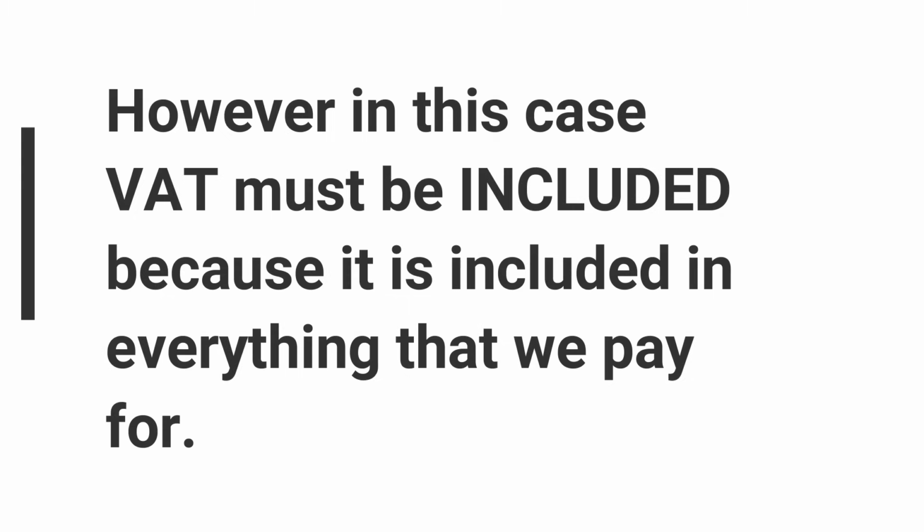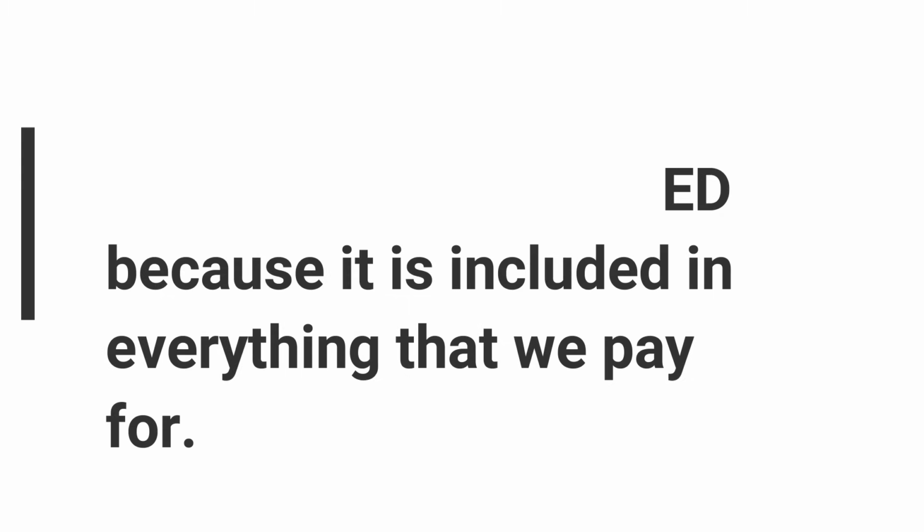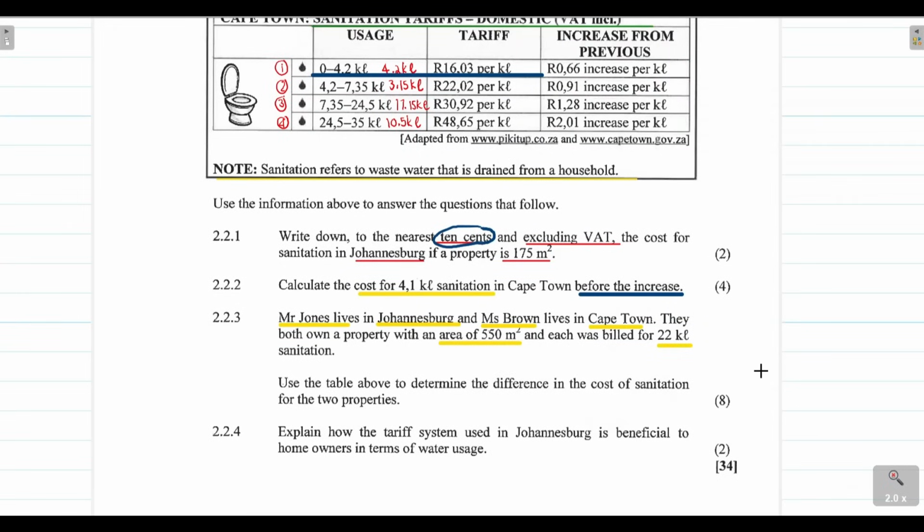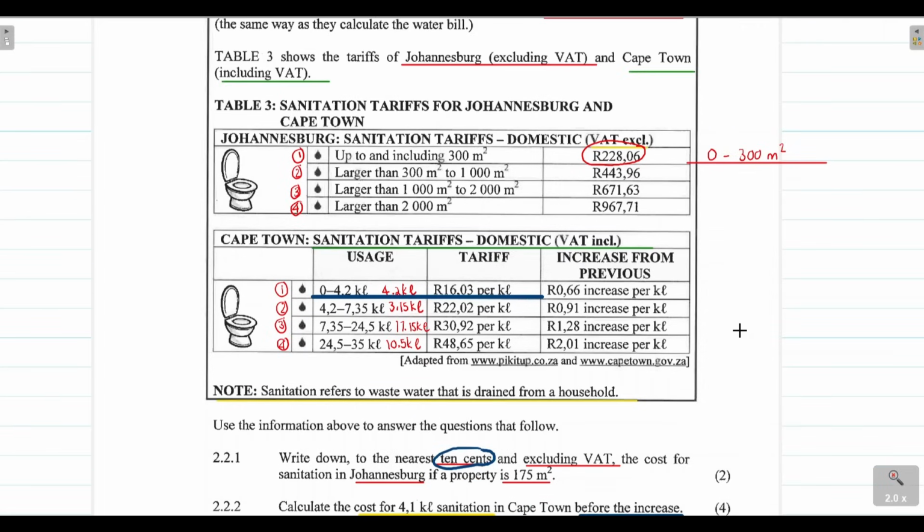Okay, so now the first thing we need to do is calculate the bill that Mr. Jones would pay, based on the fact that they stay in Johannesburg, and based on the fact that we're going to be using the area to calculate that. Then we're going to have to change whatever amount we get into an amount including VAT, so that we will be able to properly compare it with the Cape Town amount. Okay, so let's do that.